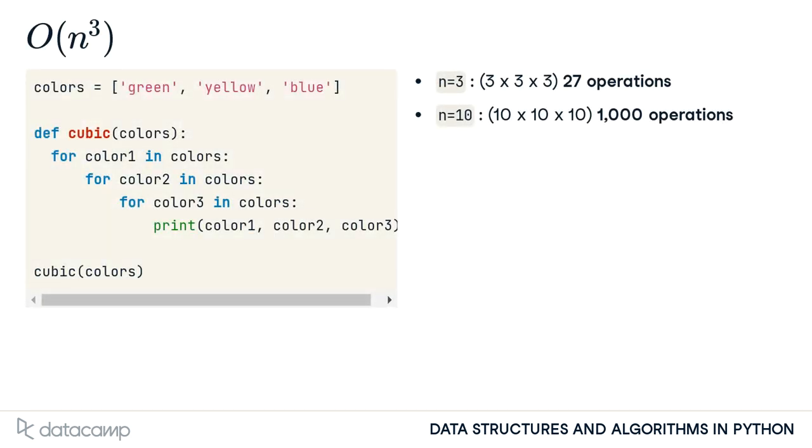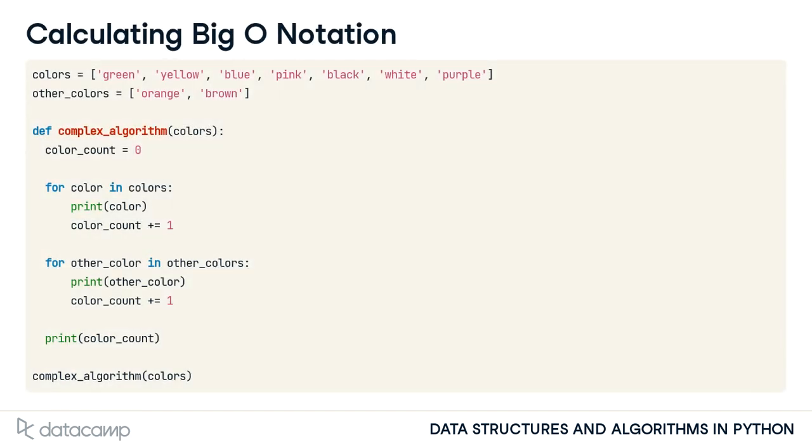Similarly, an algorithm with 3 nested loops that iterate over the elements of the input, such as the one shown, follows a cubic pattern and has an O of n cubed complexity. Let's calculate the complexity of this algorithm.